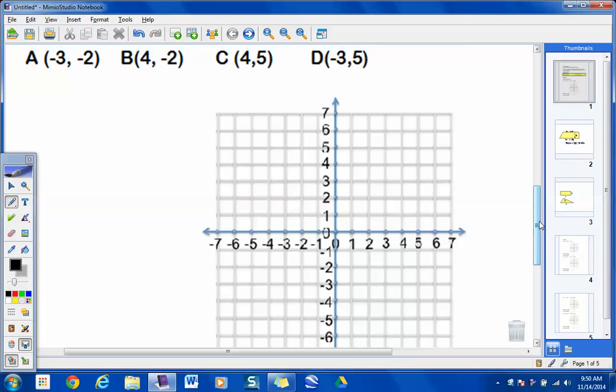We need to plot those points right there. So the first point I'm asked to plot is what coordinate? Negative 3, negative 2. How do you get to negative 3, negative 2, Jen? Go left 3, down 2. You guys all agree that that would be left 3, down 2, maybe right there? Okay. And then what's the next point I'm asked to plot? 4, negative 2. So how do I get there? Right 4 and down 2.